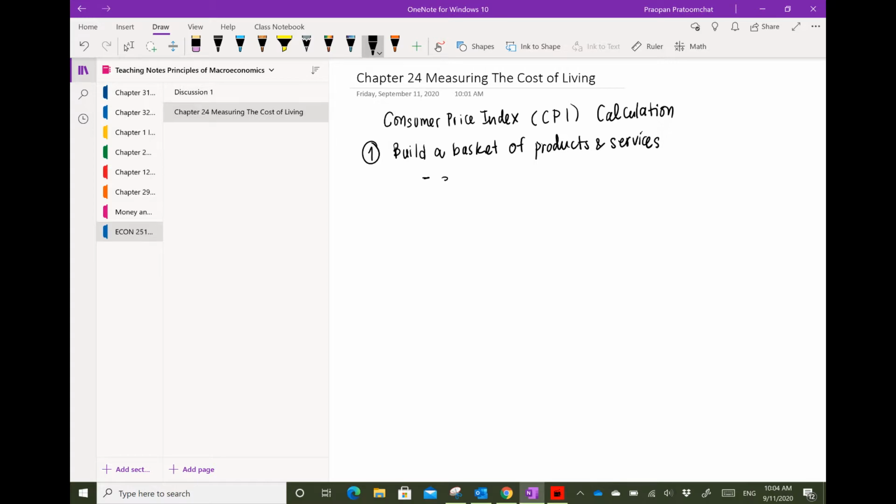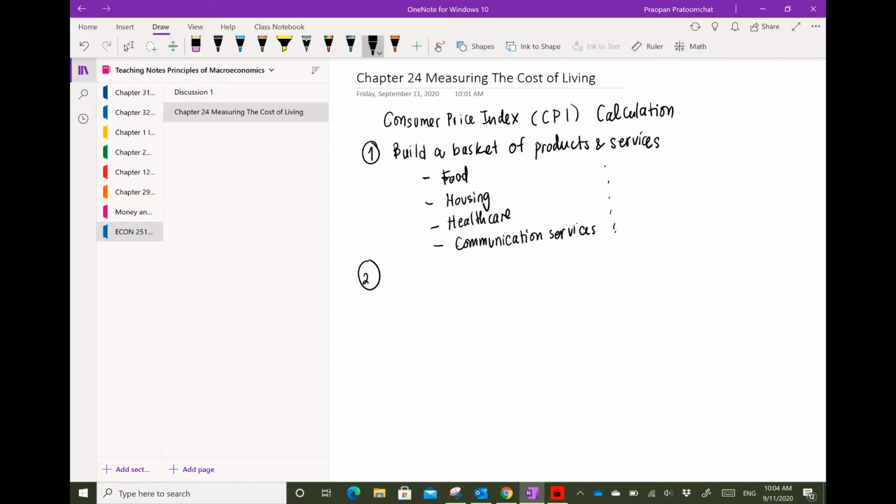So you might have some food, right? And housing. You need to have some place to live. And healthcare. Communication service, your cell phone bill or internet. Something like this. So they list the products and services that a typical consumer normally buys.